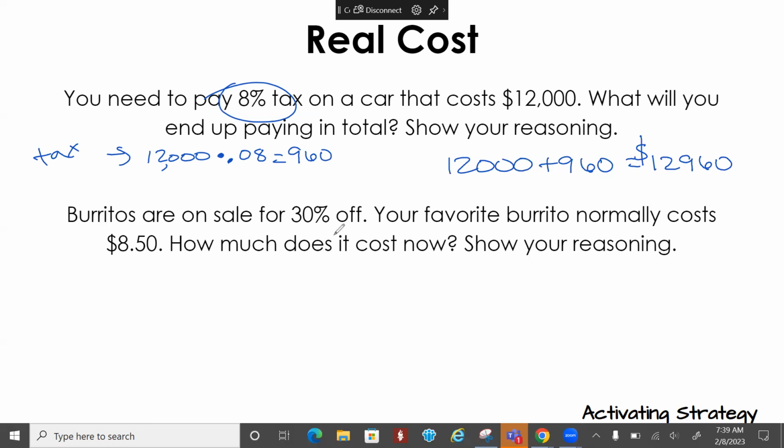All right, so burritos are on sale for 30% off. By the way, if burritos are on sale for 30% off, check the expiration date, right? No, just me. Okay, thanks, guys. Your favorite burrito normally costs $8.50. How much does it cost now? Show your reasoning. Okay, so how am I going to go about solving this?